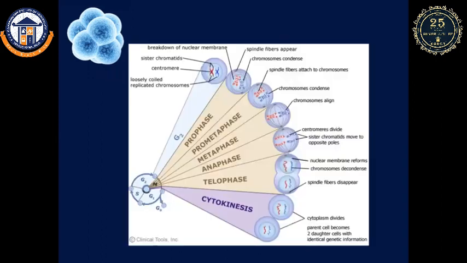The phases of mitosis are prophase, metaphase, anaphase, and telophase. In prophase, the spindle fibers appear and the chromosomes condense, and in metaphase, the chromosomes get aligned at the equator. In anaphase, the chromosomes get separated into two, and in telophase, the nuclear membrane reforms and the condensed chromosomes decondense, and the cytoplasm divides into two.